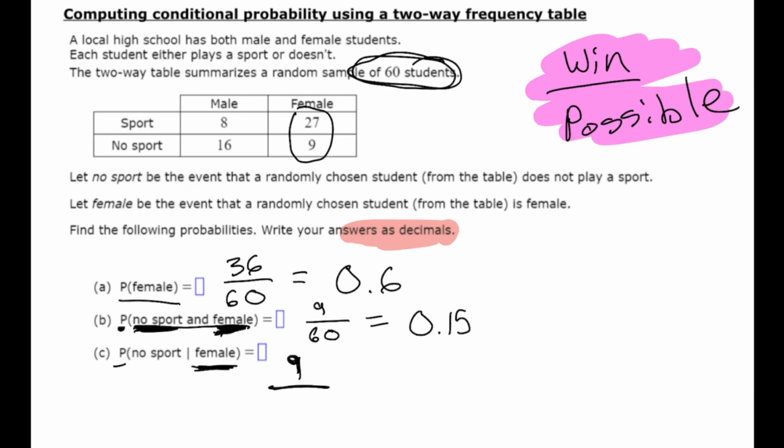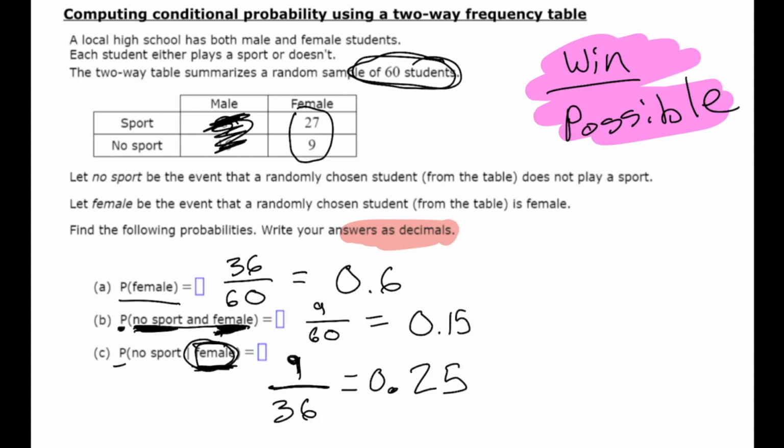Out of possible. Now here's where possible is going to change, because the possible ones are the given ones. And it's given that we're only talking about females. So the males are not in this problem at all. It's given that we're talking about females. How many females do we have? We have 36 females. 9 divided by 36 is 0.25. And we are done with that.